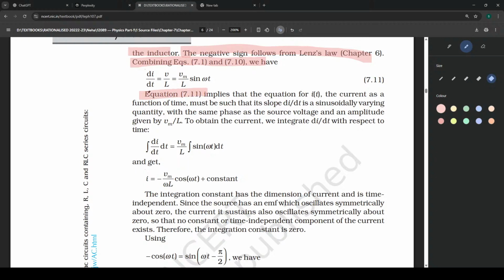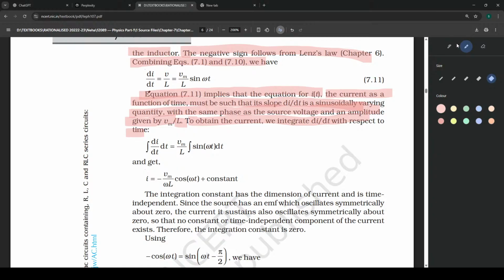Now equation 7.11 implies that the equation for i, the current as a function of time, must be such that its slope di by dt is a sinusoidally varying quantity in the same phase as the source voltage and amplitude given by Vm by L. To obtain the current, we integrate di by dt with respect to time.